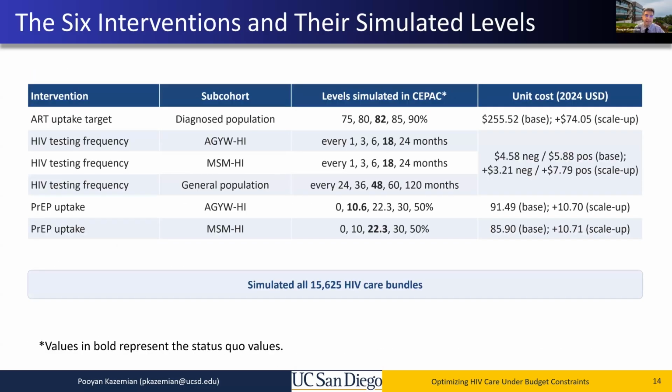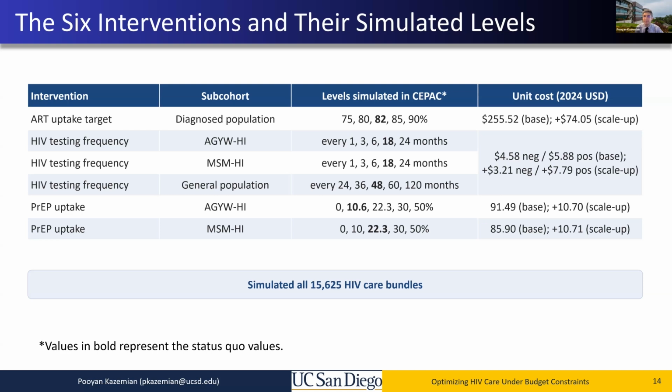So here are the 6 interventions and different levels that we simulated in CPAC. We had ART, testing, and PrEP. ART for the diagnosed population, we simulated 75%, 80%, 82%, 85%, and 90% coverage. The number that you see in bold is the status quo level of that intervention.